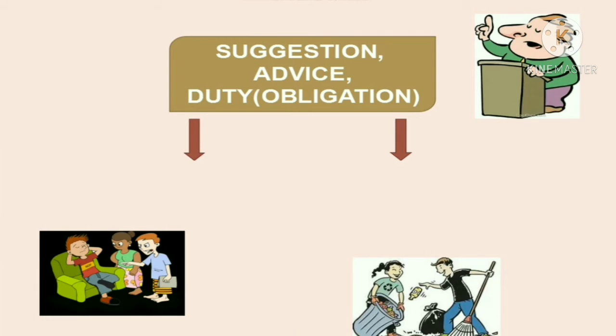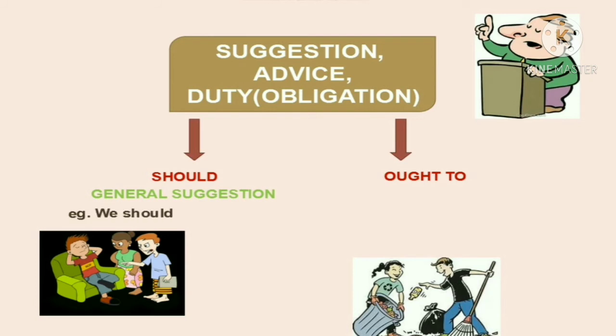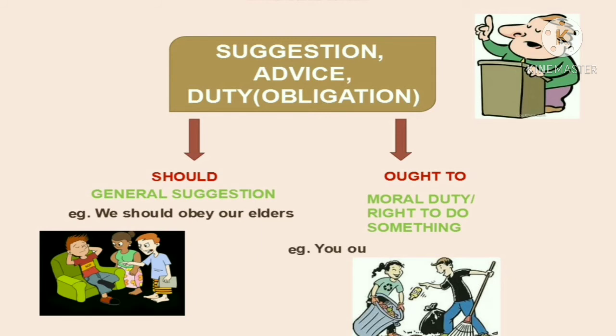Now moving further to suggestions, advice, duty, obligations. The modals that suggest these are should and ought to. Should is used in general suggestions. For example, we should obey our elders. And ought to is used as moral duty or right to do something. Example, you ought to help your fellow beings.